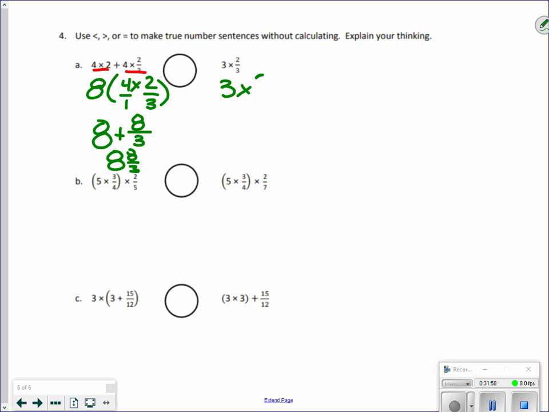3 times 2/3. 3 times 2, 6. 1 times 3, 3. That's also improper. What is 6/3? 2. Which one's bigger? A or B? A.